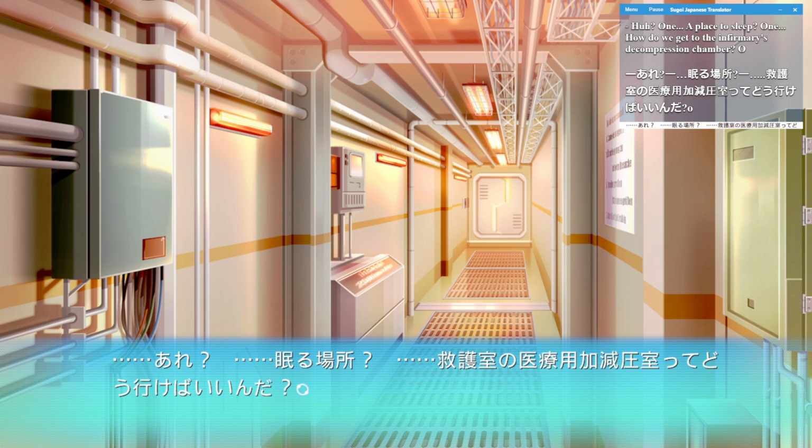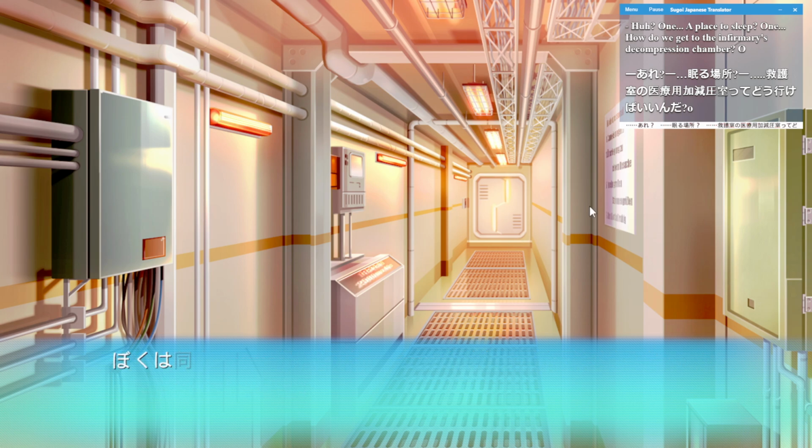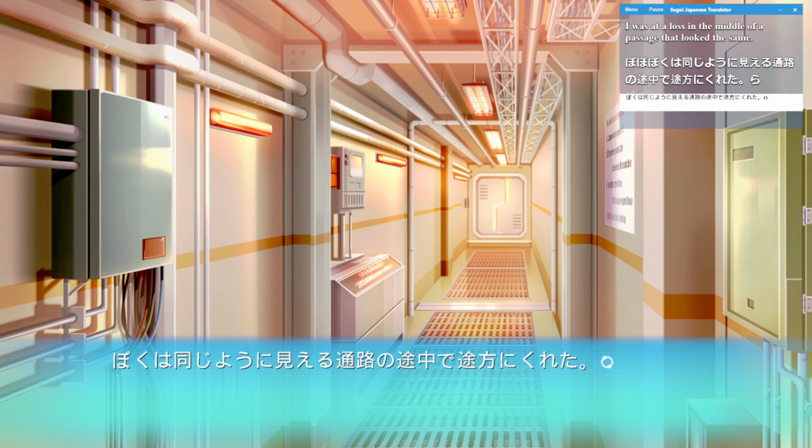Huh? A place to sleep. One. Oh, there's no one. There's just a dash. It can be interpreted as the kanji for one, but there's no one there. How do I get to the infirmary's decompression chamber? And I just started walking somewhere. Like, wait, where am I going? I was at a loss in the middle of the passages that looked the same.